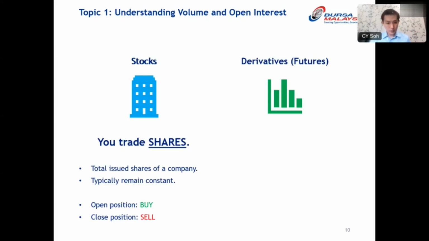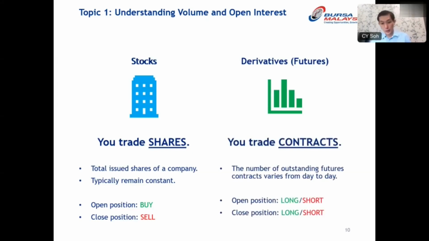Whereas for the futures market, you trade futures contracts. The number of outstanding futures contracts can change from day to day. So there is no limit of contracts available in the market. In fact, it is considered quite unlimited. You do not know how many futures contracts can be traded in the market. Meaning, once you enter the futures market, you are actually creating futures contracts there.